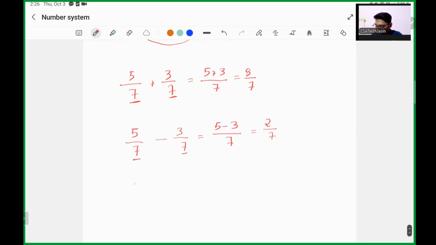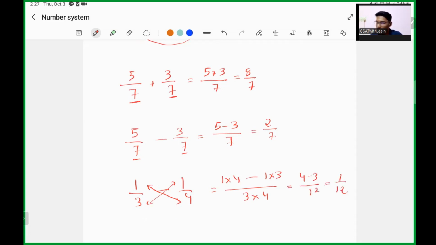Or if I wanted to subtract 1 by 3 minus 1 by 4, here what is there? Here the denominators are not the same. Then you might need to do the cross multiplication. So it will be like 1 into 4 minus 1 into 3 divided by 3 into 4. So that is 4 minus 3 by 12, or 1 by 12. So this is how you need to do the additions and the subtractions in case of fractions.